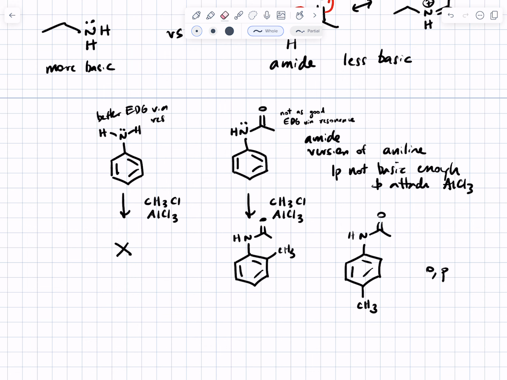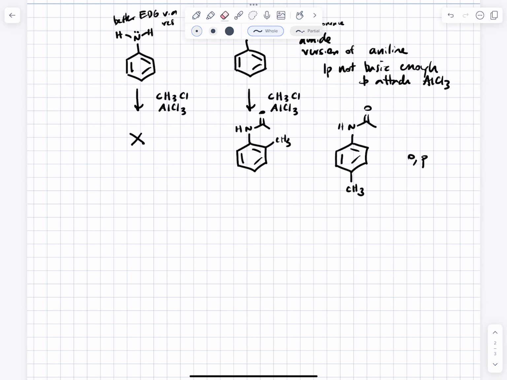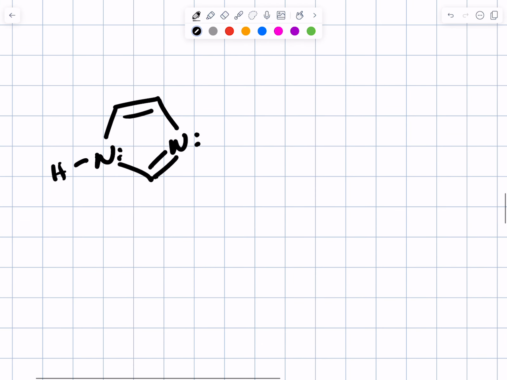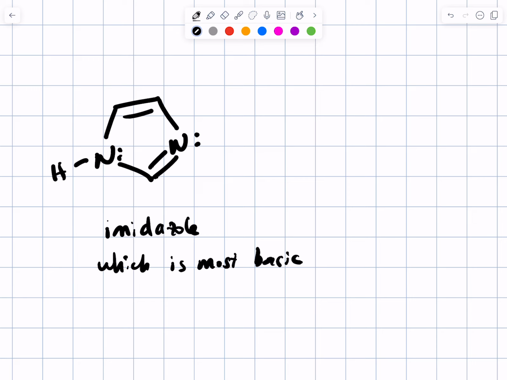All right, there are other ways that you can compare basicities of nitrogen-containing compounds. And to do this, we can compare sometimes nitrogens within the same compound. We've done this problem before, so frankly, you should be able to get it without a lot of trouble here. You have two nitrogens in this molecule. This is imidazole, which is most basic? Which lone pair is most reactive?